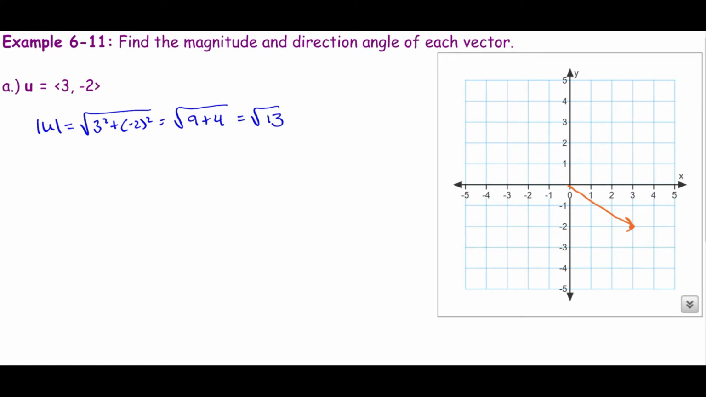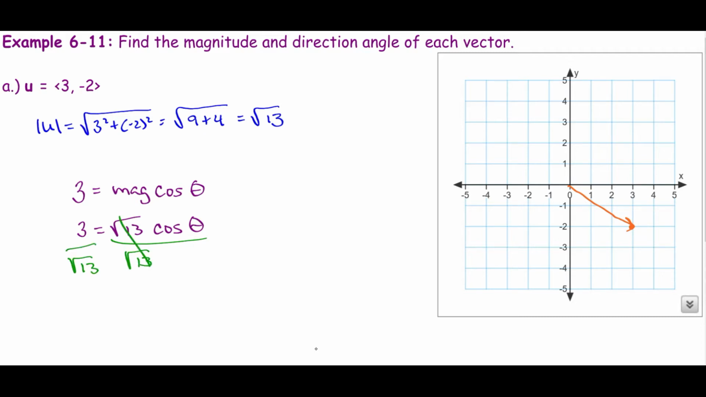Then remember, next I'm going to take my horizontal component, which is 3, and I'm going to set that equal to magnitude times the cosine of theta. So I know my magnitude is the square root of 13 times the cosine of theta. So I'm going to divide both sides by square root 13 here. And then to get theta by itself, we're going to do inverse cosine. So theta is inverse cosine of 3 over radical 13, which gives me theta is about 33.7 degrees.